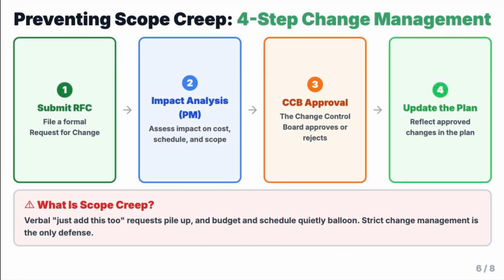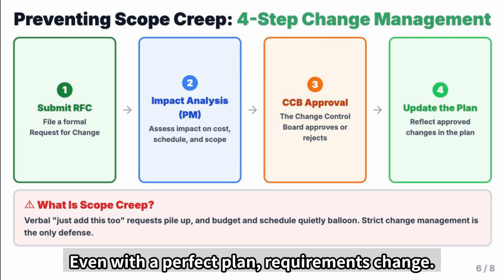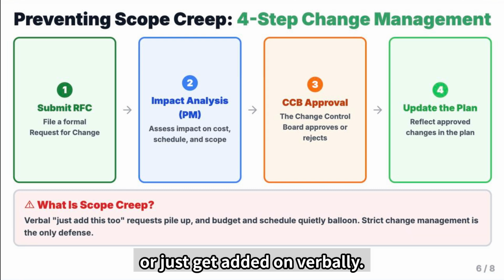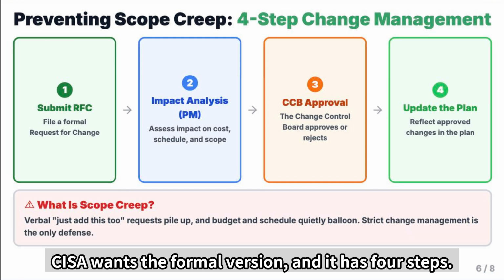Preventing scope creep, the 4-step change management process. Even with a perfect plan, requirements change. The question is whether those changes go through a formal process, or just get added on verbally. CISA wants the formal version, and it has 4 steps.